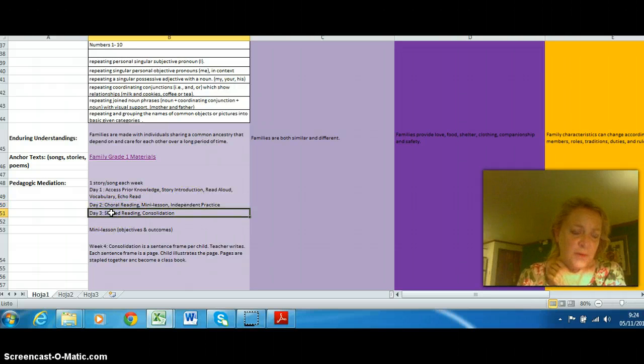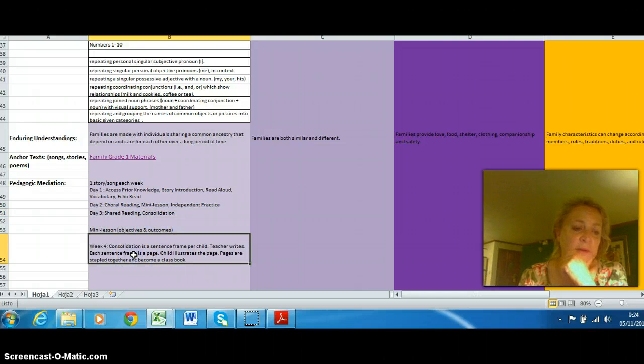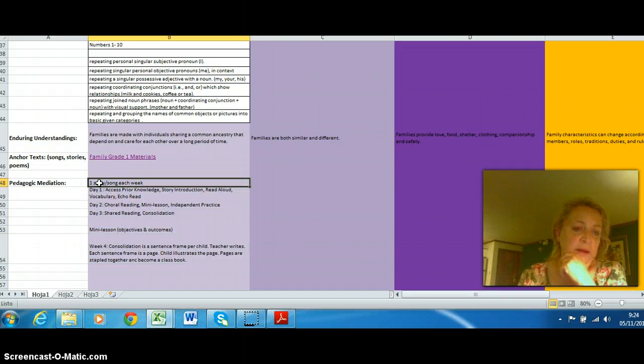Here they're doing a shared reading. So not only have they already practiced reading along with the teacher, but here they're doing some oral cloze. The teacher might leave off a word and the kids could complete it. And they would work on their consolidation. And then again, on week 4, after they've done all of this, they can then put together a sentence frame after they've seen 2 or 3 songs and stories over the 4 weeks in which they've been working on that unit. So this is what I've come up with so far.